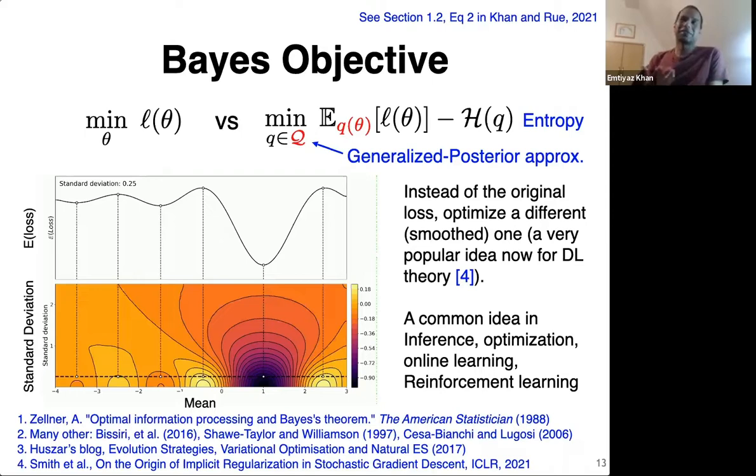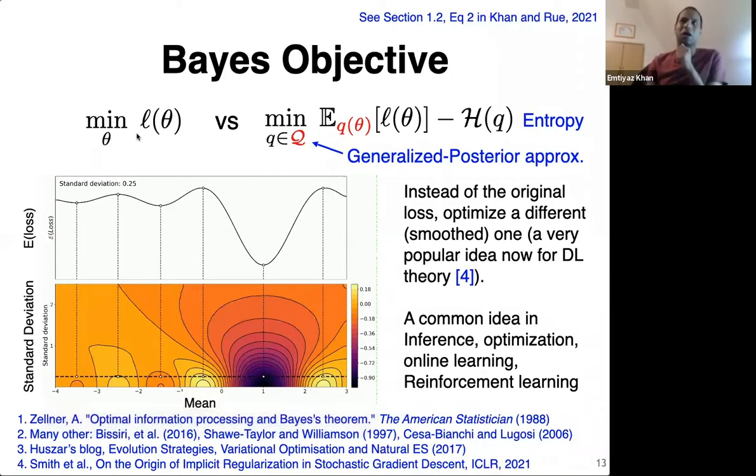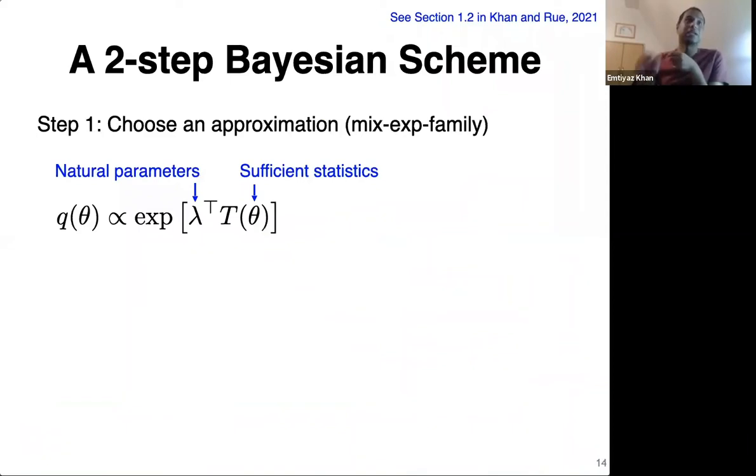So this objective, our first argument is that we should be doing this instead of that. And you could see why that might be better. So then we propose a two-step procedure to do this optimization on this side. The first step is to choose an approximation, of course.